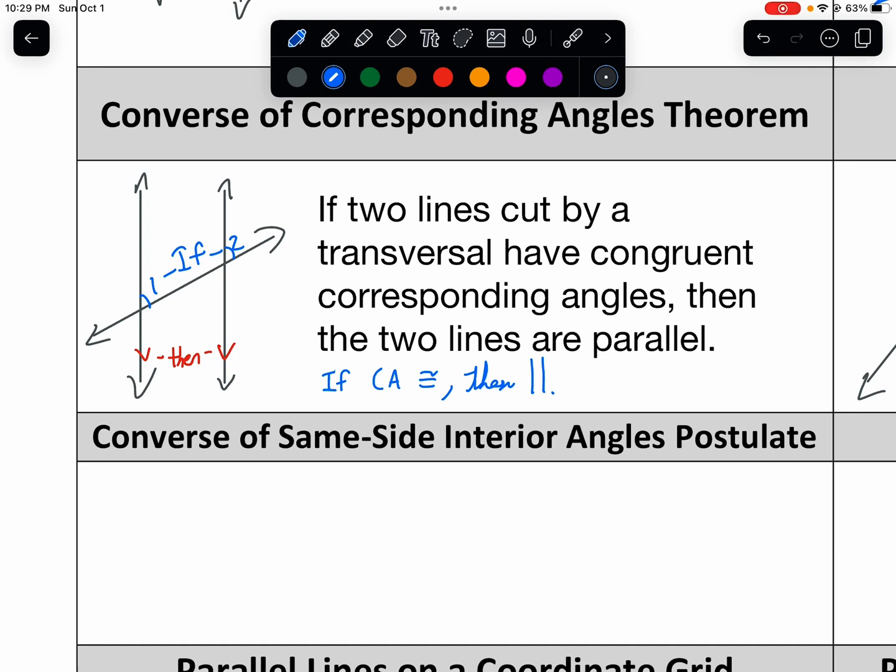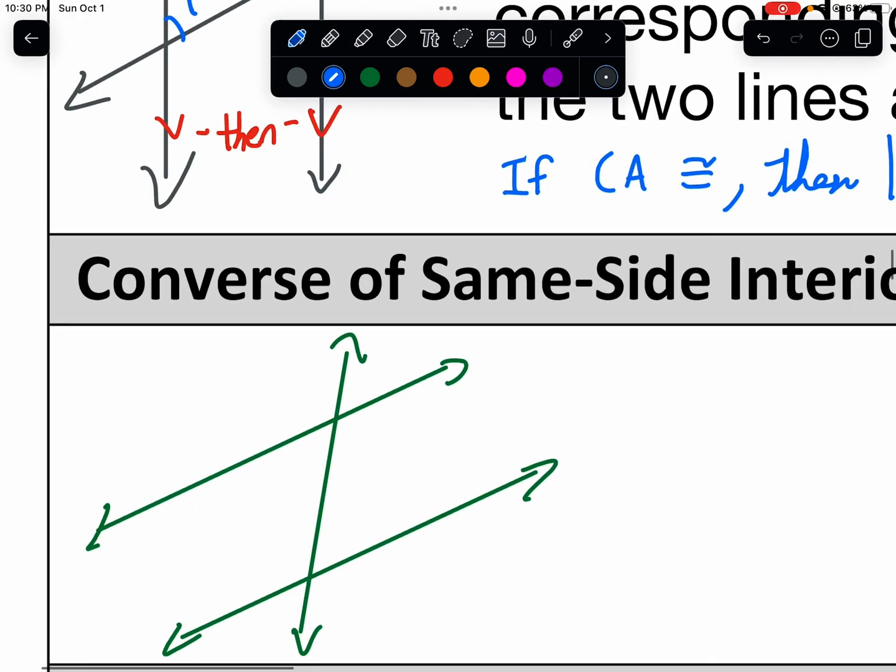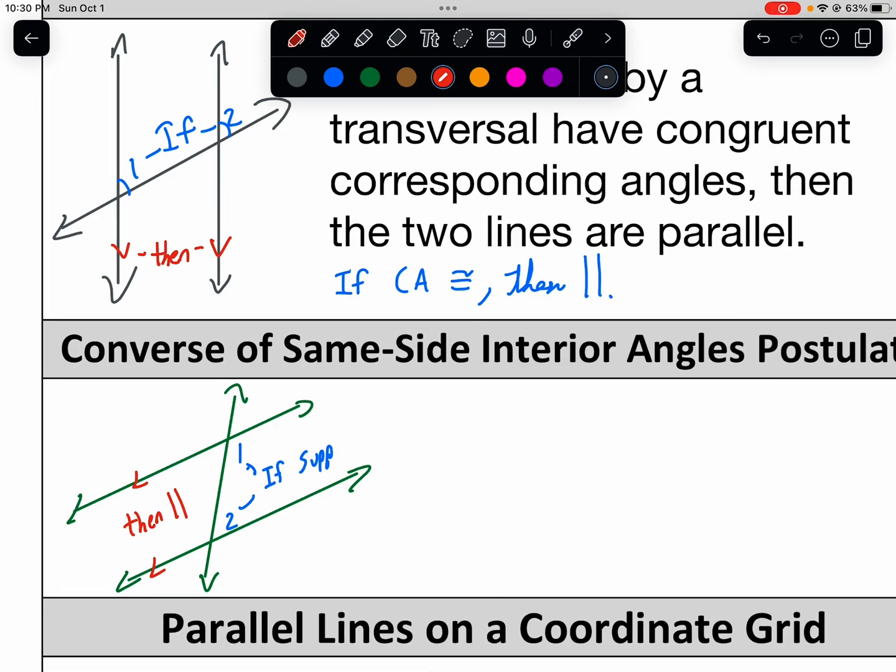All right, finally, the converse of same side interior angles. This was the one you were expected to prove yourself. So let's go ahead, draw some lines, cut by a transversal, slice. So we've got those two lines cut by a transversal. If angle 1 and angle 2 add to 180, they are supplementary. So if supplementary, then parallel. That's it. If supplementary, then parallel.